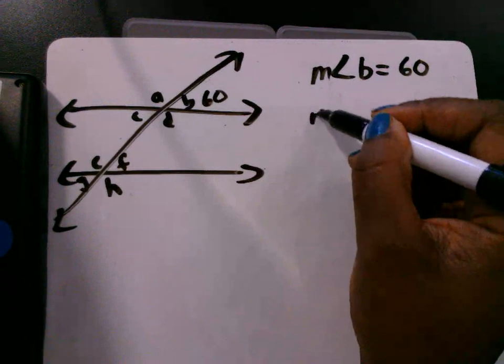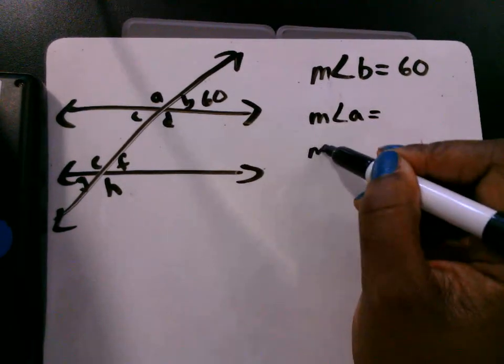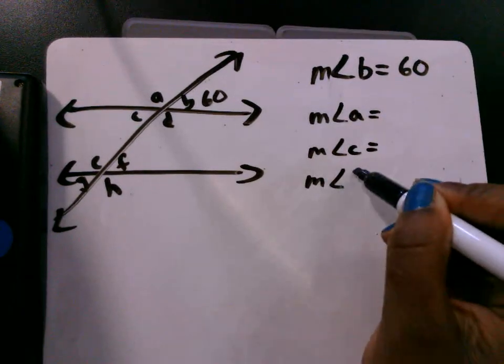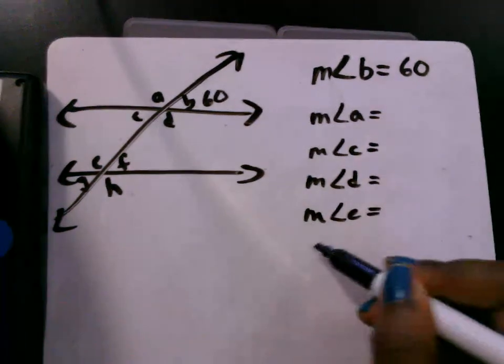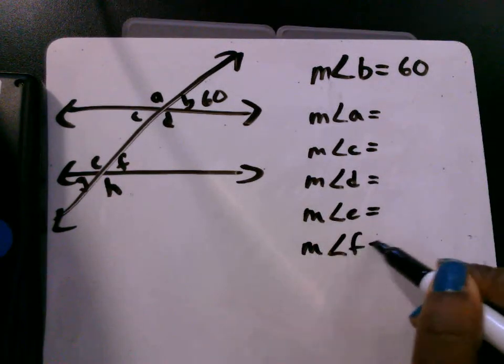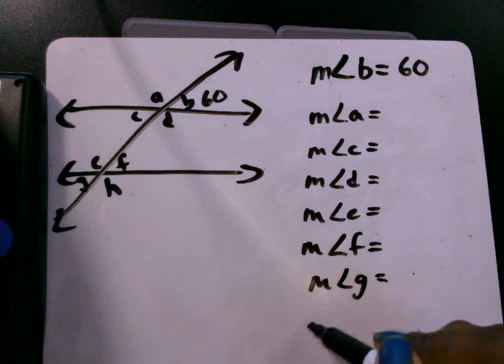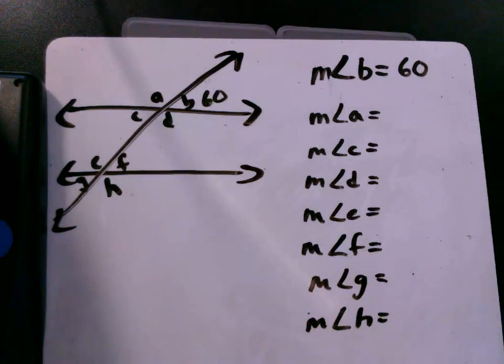Then what would be the measurement of angle A, C, D, E, F, G, H? What would be the measurement of all the other angles? See if you can come up with those. I'm going to pause for the calls.